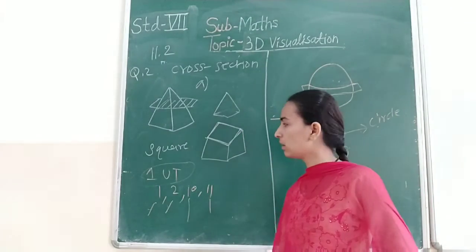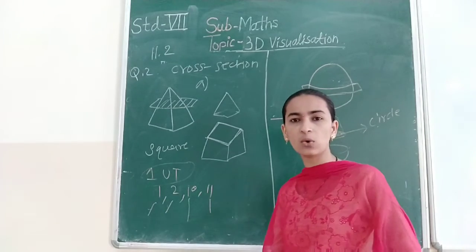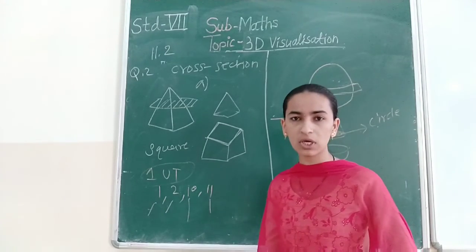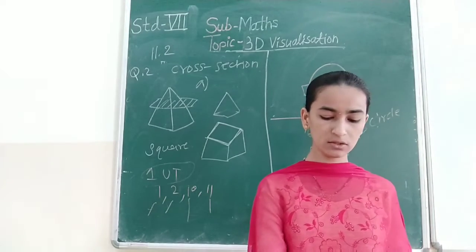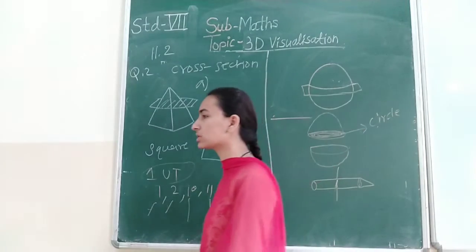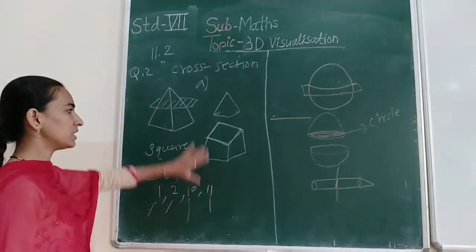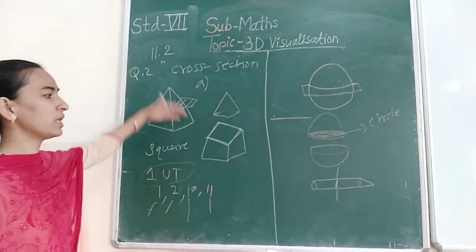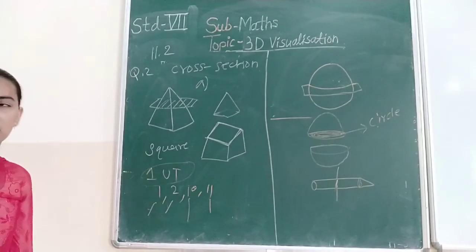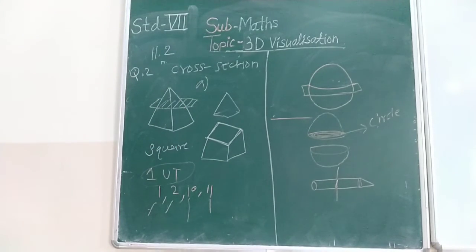Okay students, if you are having any doubt you can mail me. Till then you have to revise all the questions which I have taken. You have to imagine what happens if a pyramid or a cube or whatever figure is given, when it is cut vertically or horizontally, which shape you will get.